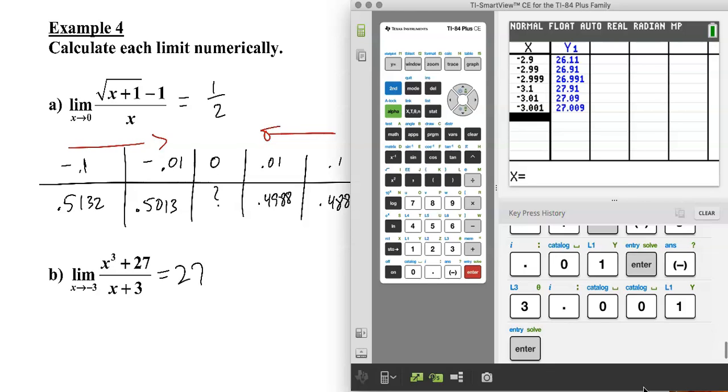So this is a way that you can use technology to figure out what limits are and what they are approaching. We're just taking the x values and seeing what the y values are getting closer to in order to state what the outputs are going towards as well.